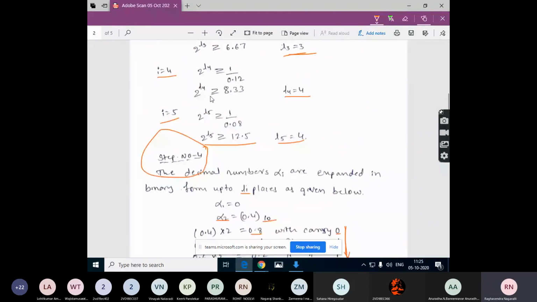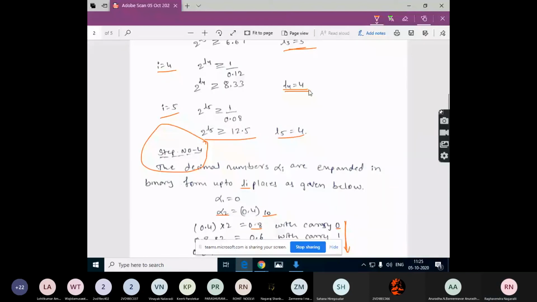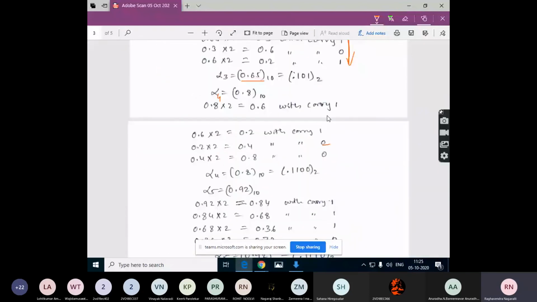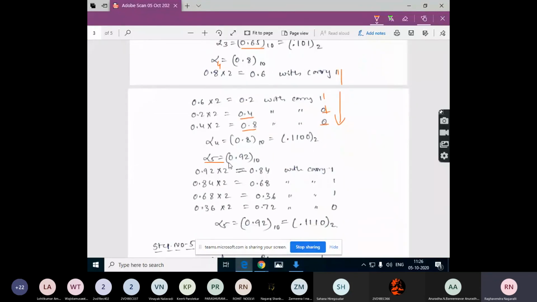So we can stop here, but let's see the length. For I is equal to 4, we need the length up to 4 places. So we have got only 3 places, so we need to expand it one more time. So 0.4 into 2, we will get 0.8 with carry 0. So we can stop now: 1, 2, 3, 4. So alpha 4 is equal to 0.8 in decimal, and in binary it is .1100 in the binary form.